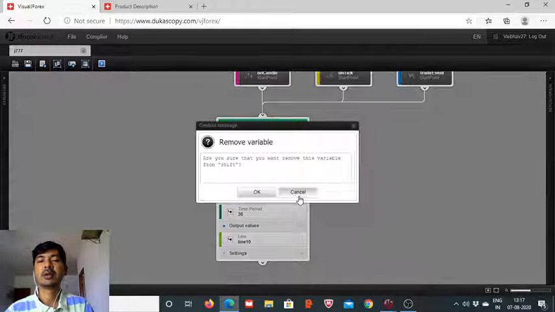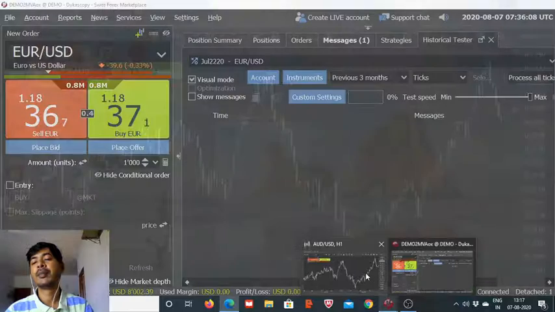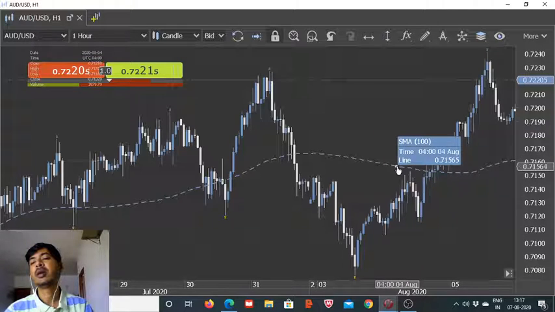Now the shift can be anything from 0 to 100, and not only 100, even beyond that. But since we are taking into account the 100 SMA, I think it will be better if we keep the shift value below 100.